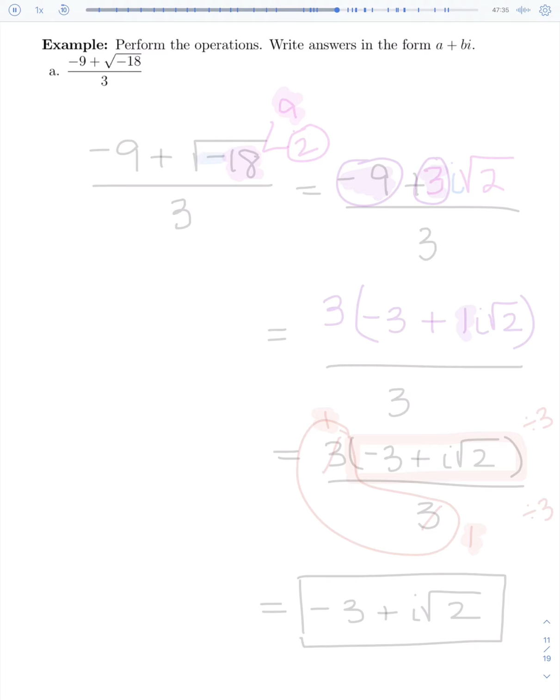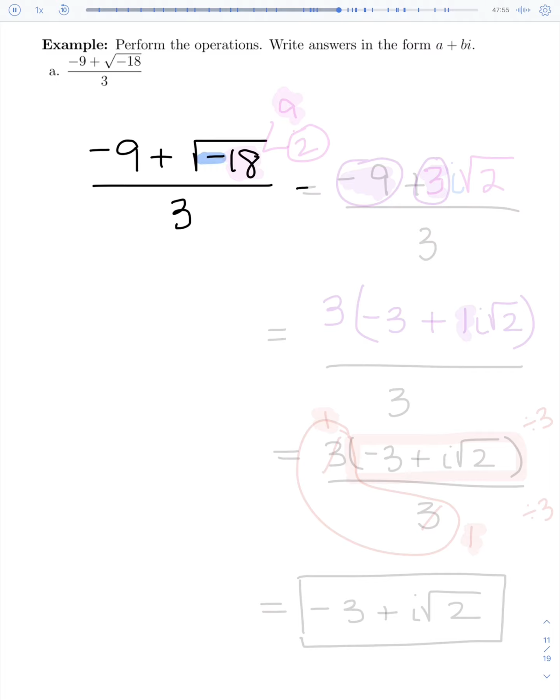Let's take a look at problem A. In problem A, in this next section, we've got a fancy fraction that looks like -9 plus the square root of -18 all over 3. So we'd start out the same way we've done every problem in this section, by starting with the negative underneath the square root.